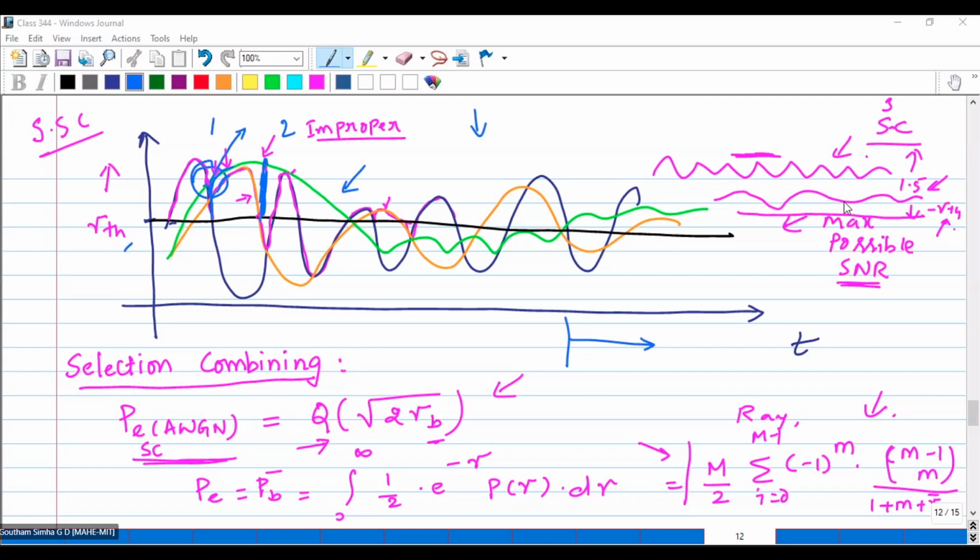If you have time, just go through that probability, outage probability and probability of error once again, and look at the binomial expansion, how it has been done, and then get back to me if you have any clarifications. Okay.